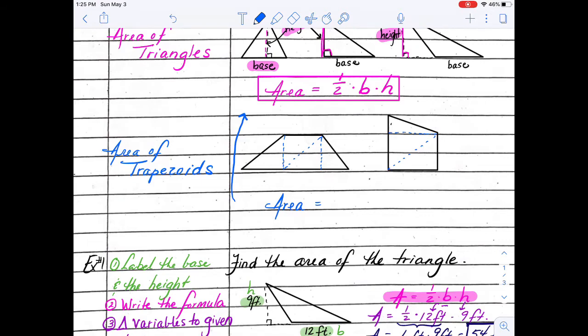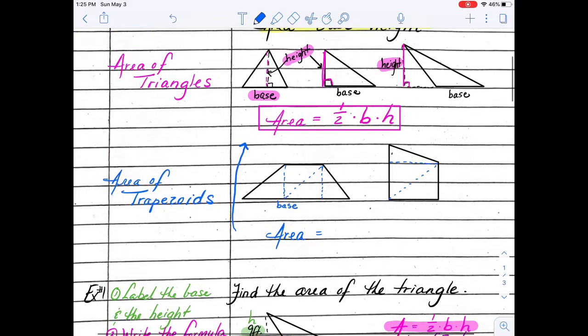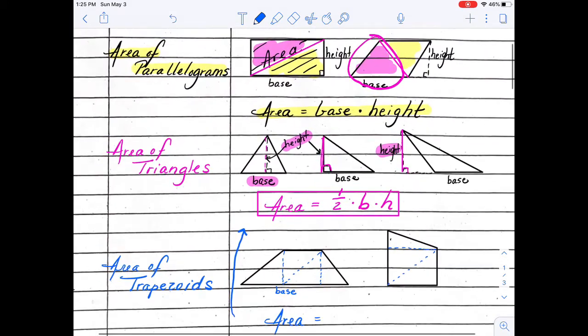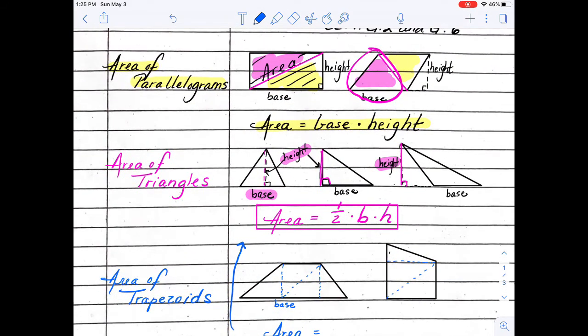There's only one difference, and that is I do have a base down here on the bottom, but unlike my parallelogram, the base on the bottom and the base on the top are not the exact same length, same size.